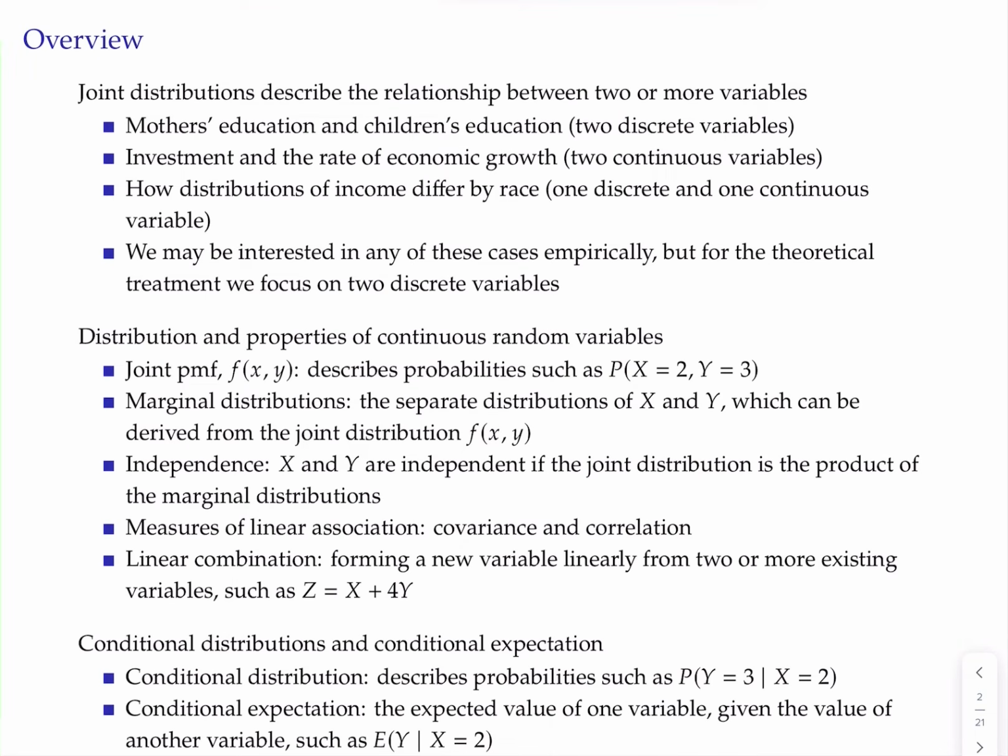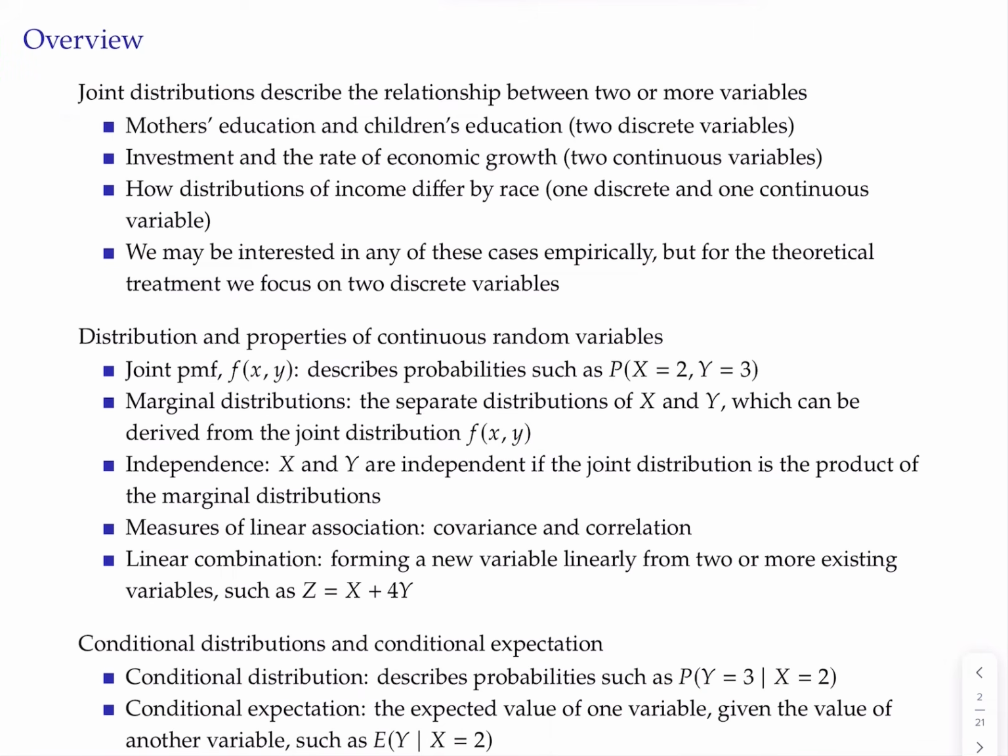So far, we've focused on one random variable at a time, and in this video, we'll start to look at what are called joint distributions, where we have two random variables that might be related to one another in some way. This can be extended to more than two random variables, but we'll just stick to two for the slides here. So here are some examples.